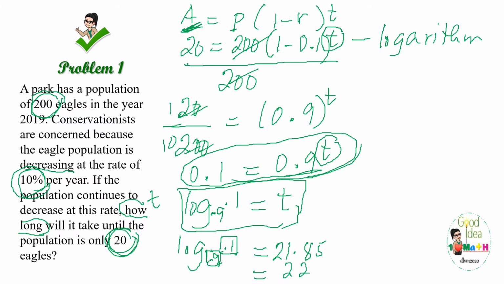How long will it take? 22 years. So estimatedly, or approximately, there will only be 20 eagles after 22 years.